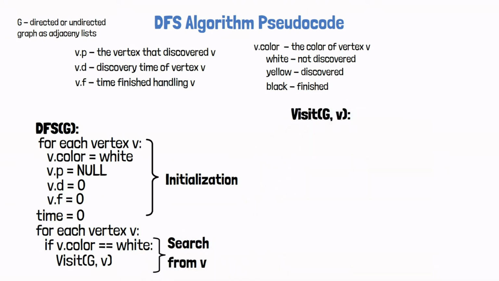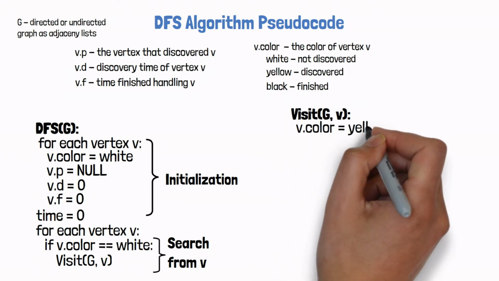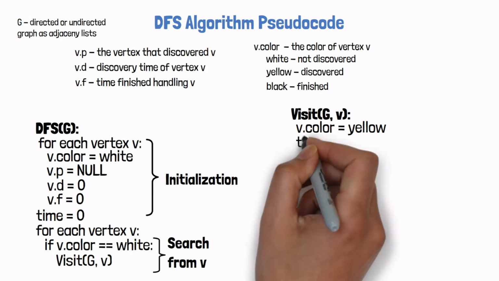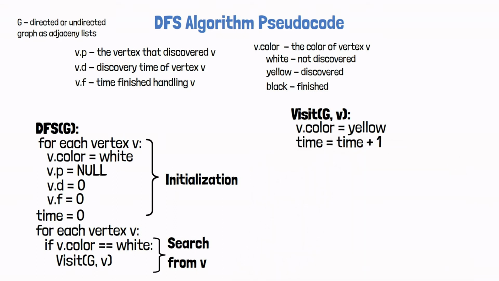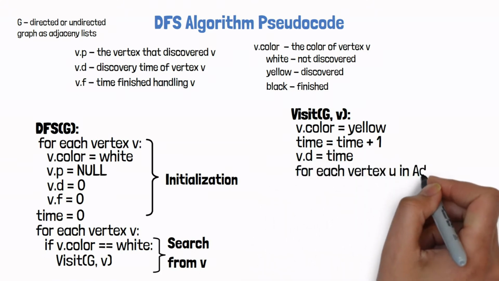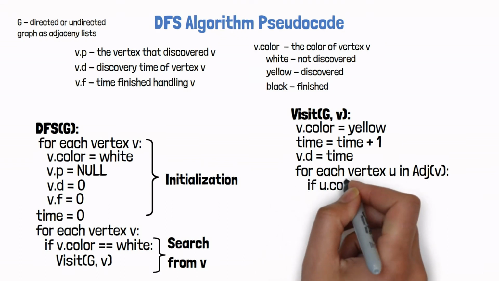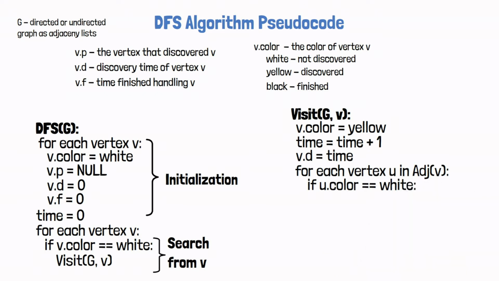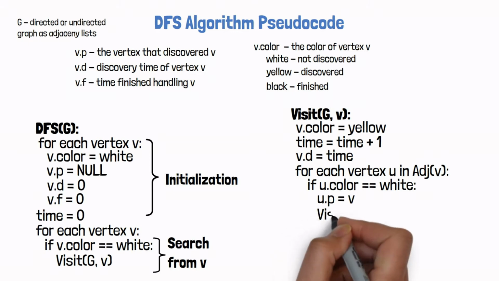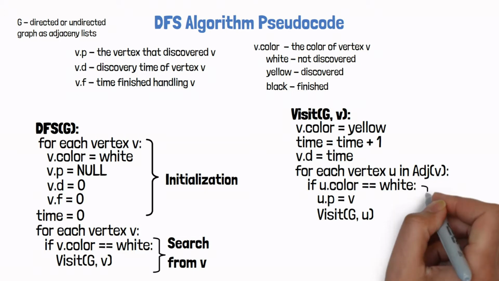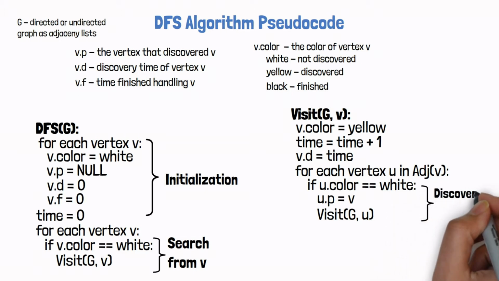Let's see the visit method. First we assign the color yellow to mark vertex v as discovered or visited. We increase the time by 1 and set the discovery time of vertex v to that time. We then loop over the neighbors of v by looking at its adjacency list. For each neighbor u, we check if it was not yet discovered. If so, we mark its parent to be vertex v and continue the search from that neighbor u by recursively calling visit on u. This part shows that DFS searches deeper when possible.